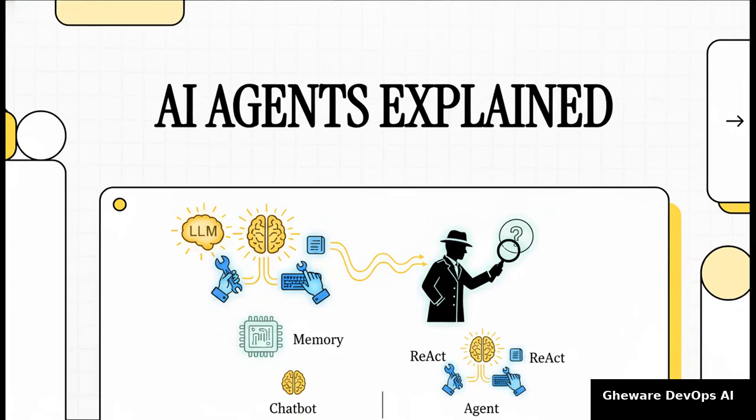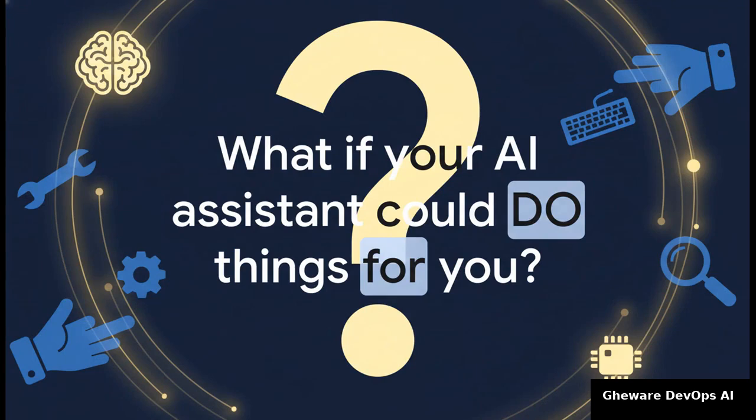What if you could build an AI assistant that doesn't just answer your questions, but actually does things for you? I mean, really does things: searches the web, runs calculations, sends your emails, even writes and debugs code. Well, that's exactly what AI agents are all about. And by the end of this 4-part series, you are going to build one yourself.